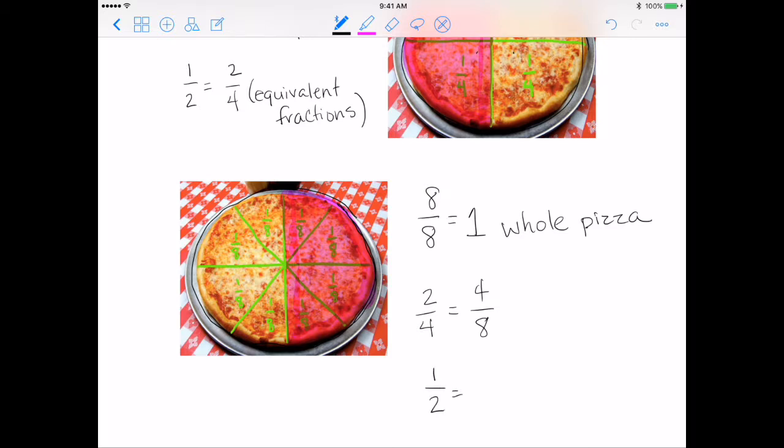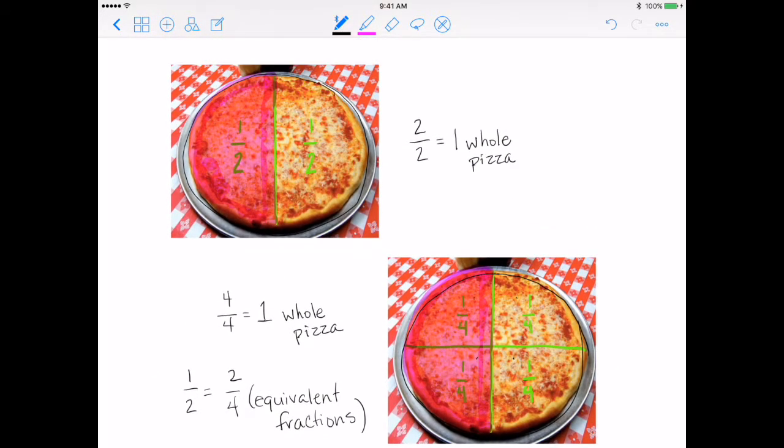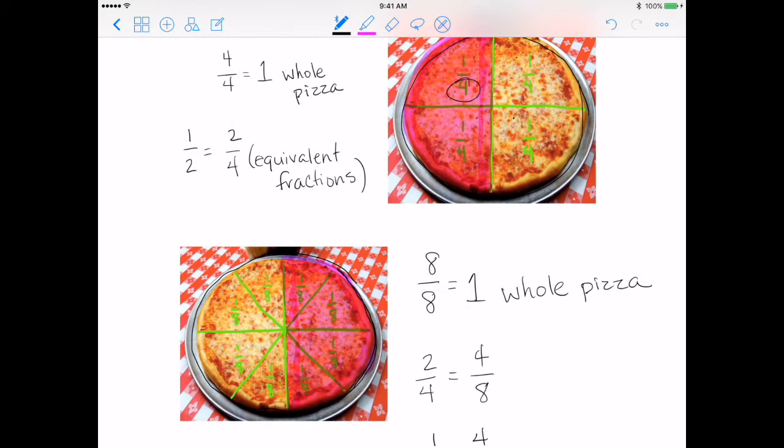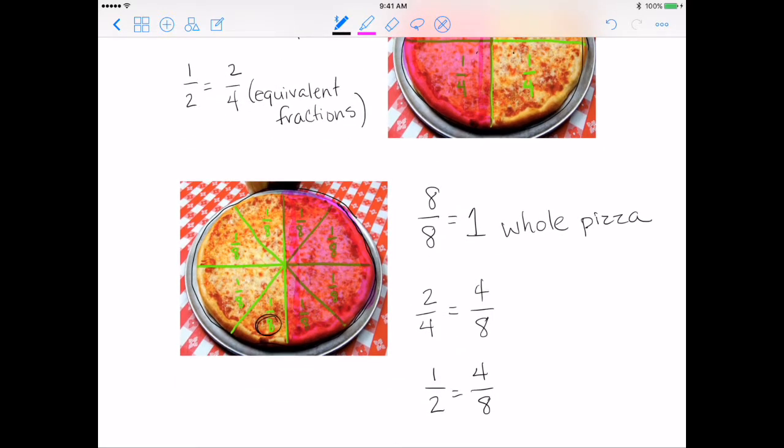1/2 is also equivalent to 4/8. So all three of my fractions, even though they had different denominators, one had the denominator 2, one had the denominator 4, and finally my last one had the denominator of 8, even though they had different denominators, we can see that those fractions are equivalent because they take the same amount of space. It takes the same amount in order to equal half of a pizza.